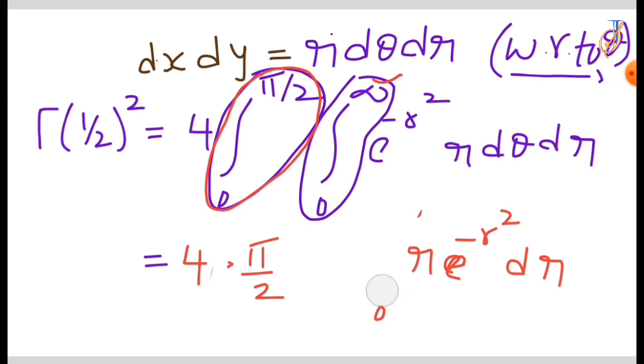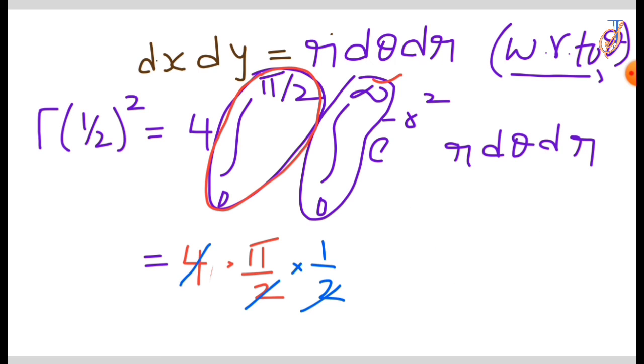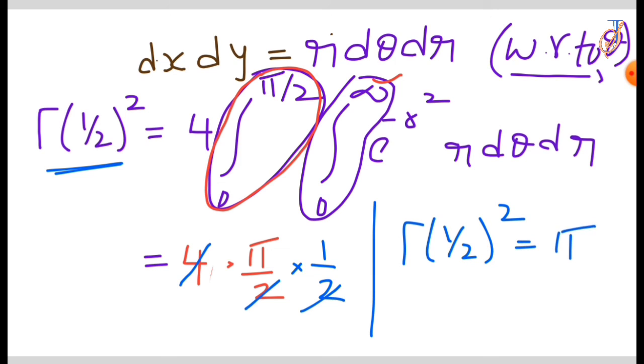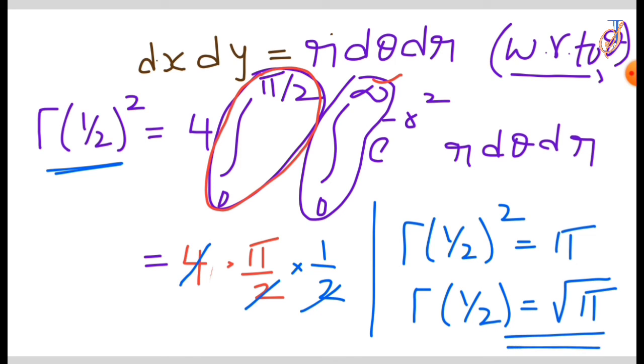Substitute here, the value is 1 by 2. Here 2 times 2 gets cancelled. So gamma function of 1 over 2 whole square, that is equal to pi. If you take square root on both sides, then you will get gamma of 1 by 2 equal to root pi. So hence we proved that gamma of 1 by 2 equals root pi. That's it.